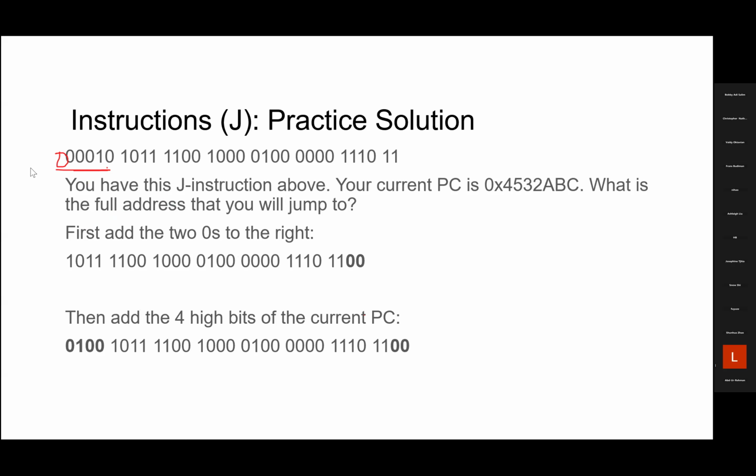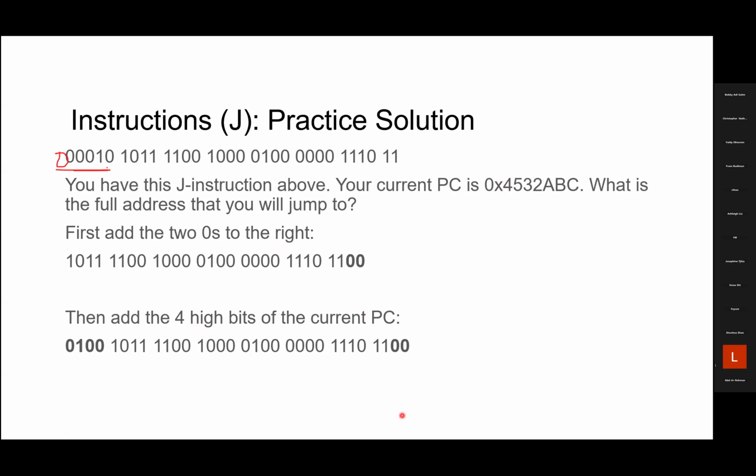In this type of question, since this is a J instruction, we first remove the opcode because we don't need it. So this will be the 26-bit address. This is our current PC address, and we want to find the full address that we will jump to. First, we add 2 zeros to the right of this 26-bit address. And then you add the 4 highest bits of the current PC. In this case, it's this one.